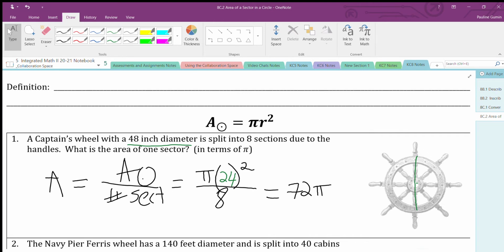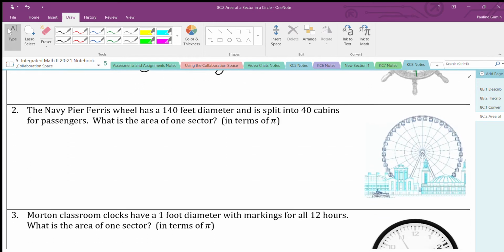Let's try one more. Okay, Navy Pier, love Navy Pier, except for the Ferris wheel, kind of makes me dizzy. The Navy Pier Ferris wheel has a 140-foot diameter and is split into 40 cabins for passengers. What's the area of one sector? Alright, let's check it out.